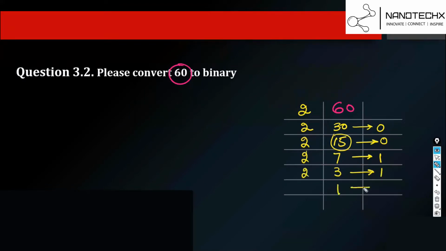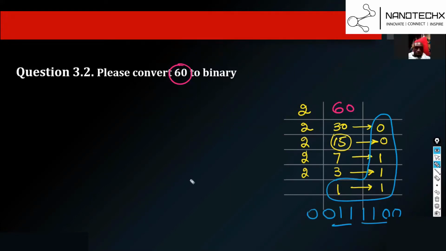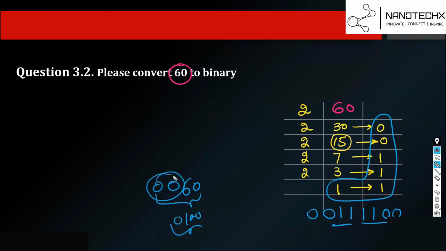So what is our answer, guys? All these remainders, we start reading from here. So the answer is 1 1 1 1 0 0. How many digits are these? 6. But we discussed already that the digits should be how many? 8, right? So we need to put 2 zeros on the left side. This is just like if I write 60, or if I write 0060, both are 60. If I write 100 or 0100, left side zeros don't matter. So this is how we do the calculation, guys.